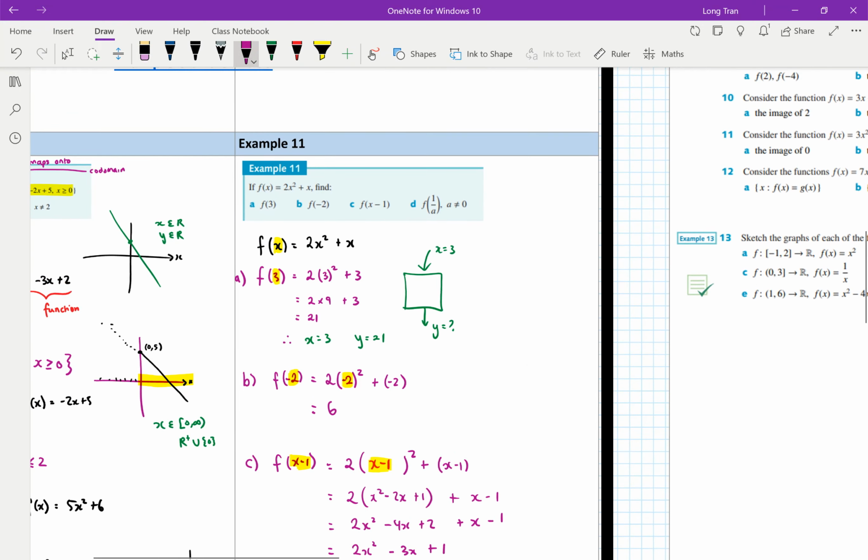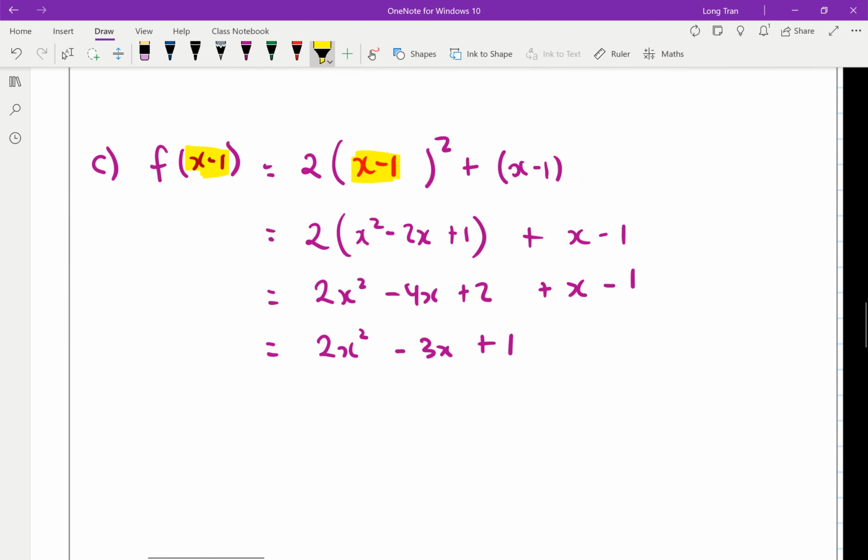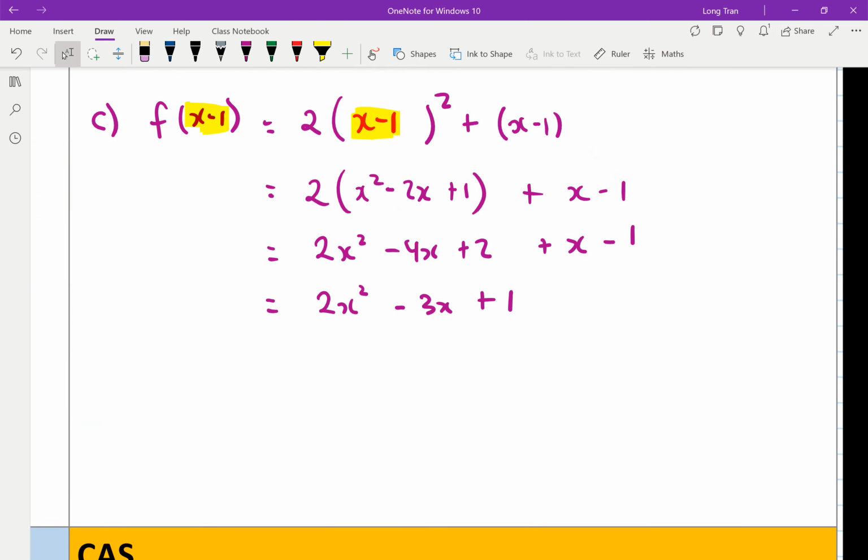Really don't get confused with the notation here. They just write it differently. But when they say f of 1 over a, that essentially just means substitute 1 over a in. So when they say in D, sub f of 1 over a, where a cannot be 0, the reason why it can't be 0 is because if a was 0, try on your calculator 1 divided by 0. What do you get? It will say undefined.